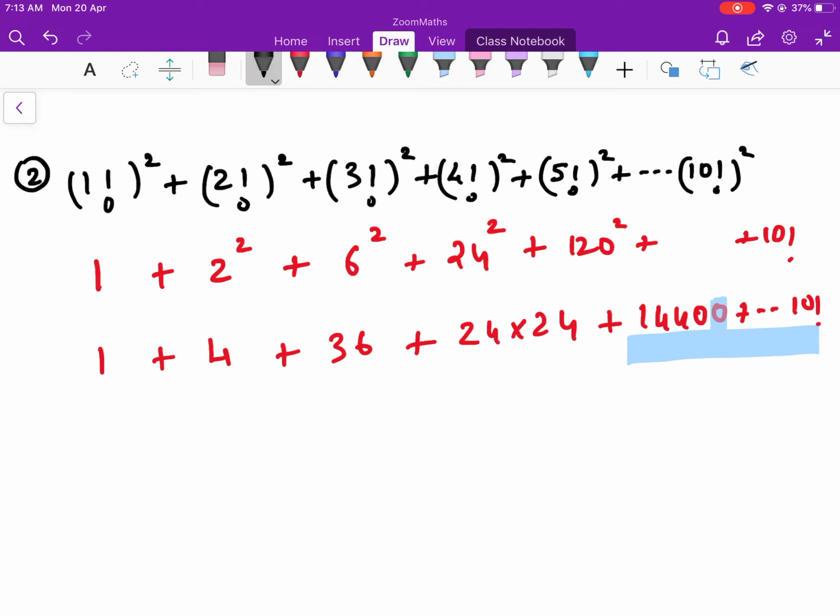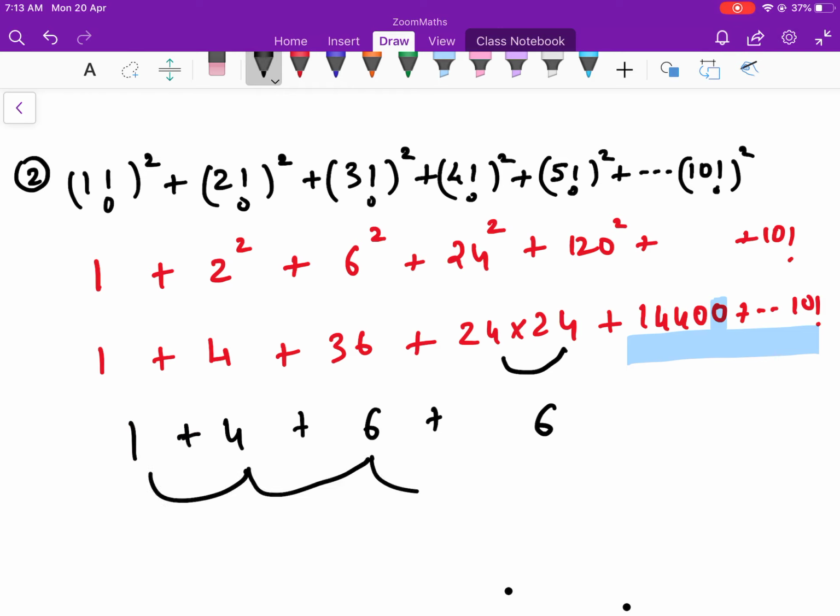Now if you don't know the square of 24, it's pretty simple. 4 into 4, the unit digit is going to be 6. Over here the unit digit of 36 is 6. Over here 4 is the unit digit, plus 1. So 1 plus 4 is 5, 5 plus 6 is 11, 11 plus 6 is 17. So what is the unit digit? It is 7. The unit digit is 7. You see, it's so simple.